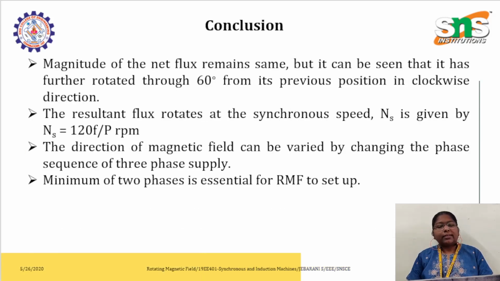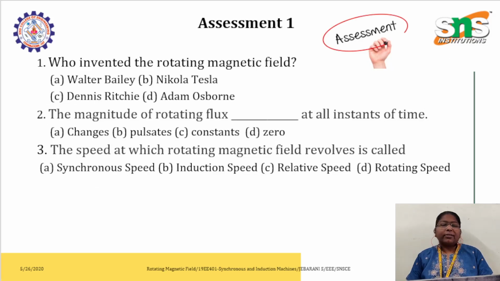Synchronous speed is normally represented as Ns, and the value of Ns can be calculated based on the frequency of excitation and the number of poles. I'm sure all these things would have given you a good idea about the rotating magnetic field.